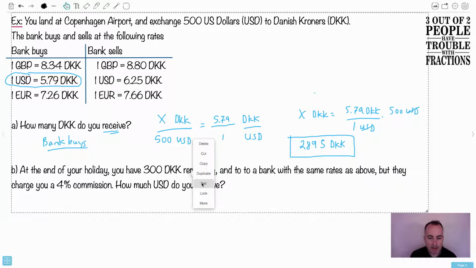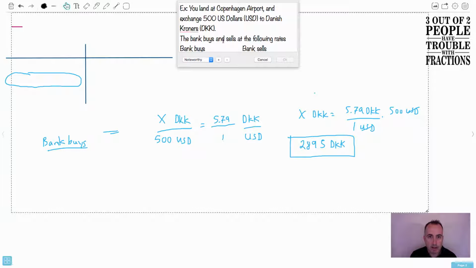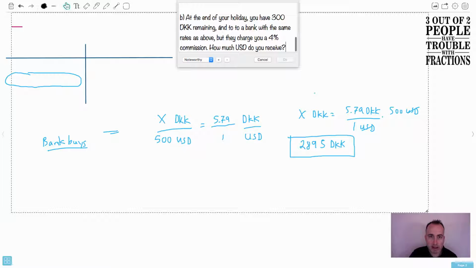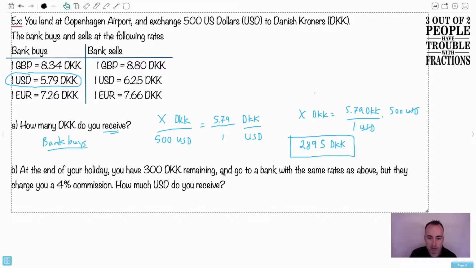And you have the same rates as above. So what does that mean? What this means is that you're going to use the same numbers that you just had before. Okay, we're going to use the same things that we just saw. So you go to a bank with the same rates up here, but they charge you a 4% commission. Now, how much US dollars do you receive?